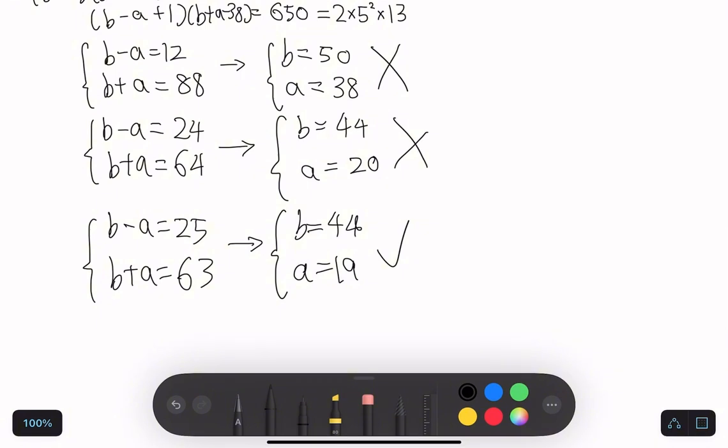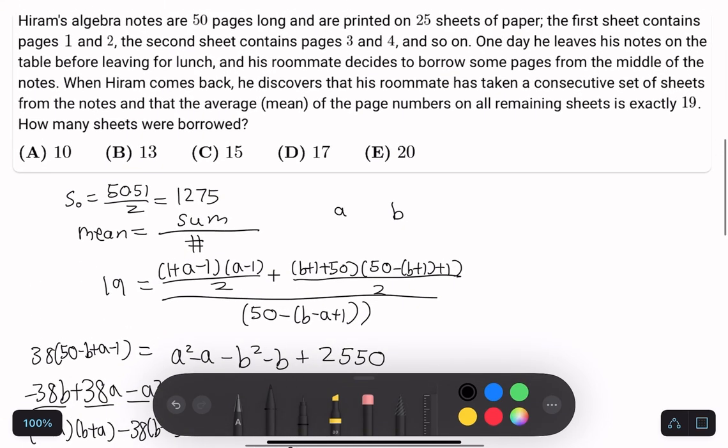When A is 19 and B is 44, the number of pages that Hiram's roommate borrowed would be B minus A plus 1, which is 44 minus 19 plus 1, 44 minus 18, which is 26 pages. However, the problem asks for the number of sheets Hiram's roommate borrowed. So the number of sheets is the number of pages divided by 2, which is 13. The answer is therefore B.